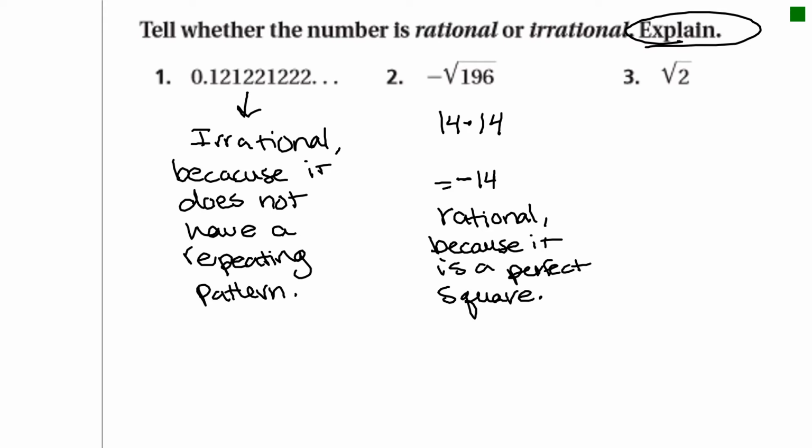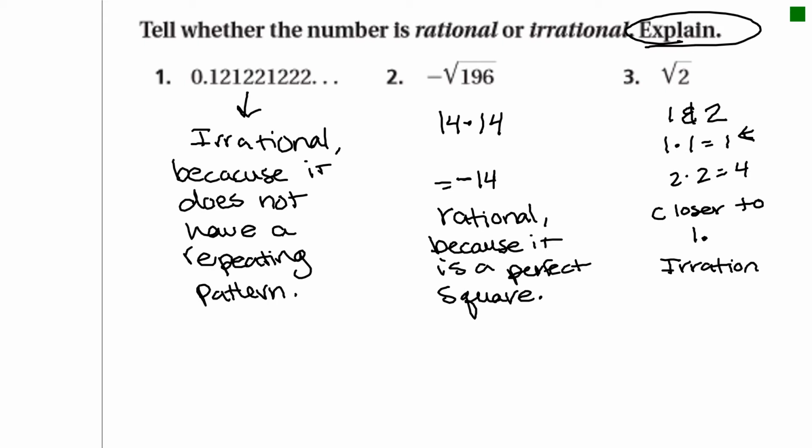All right, the square root of 2. The square root of 2 falls in between 1 and 2, okay? Because 1 times 1 is 1, and 2 times 2 is 4. But it is closer to 1. And if we were to plug it in to our calculators, we would get this crazy no-pattern decimal that goes on forever. So this one is definitely irrational because it has no pattern.